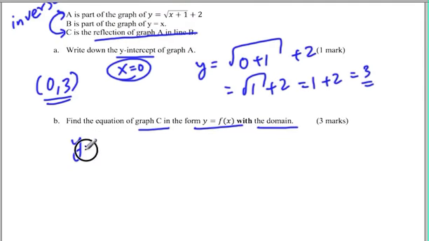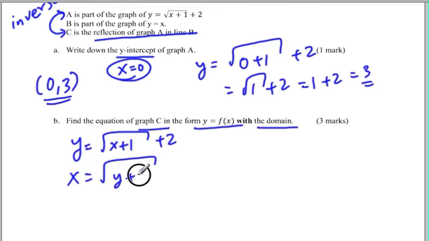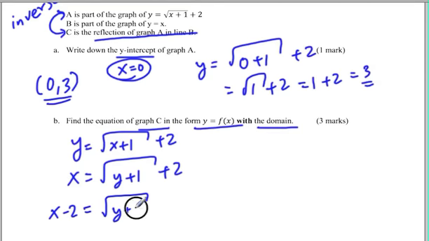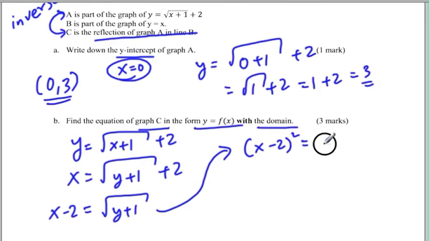So we have y equals the square root of x plus 1 plus 2. So if we want to find c, we just have to find its inverse. So x equals the square root of y plus 1 plus 2. And now the first thing you should do is subtract the 2 before you do anything to the square root. So it becomes x minus 2 is equal to the square root of y plus 1. You square both sides. So it becomes x minus 2 squared is equal to y plus 1. And then it becomes y is equal to x minus 2 squared minus 1.